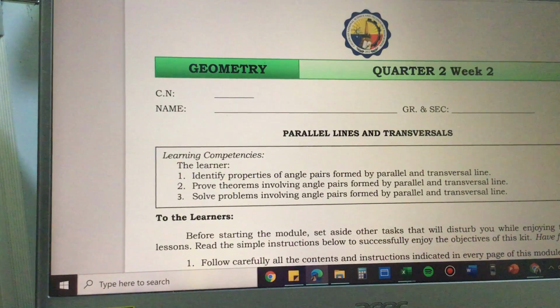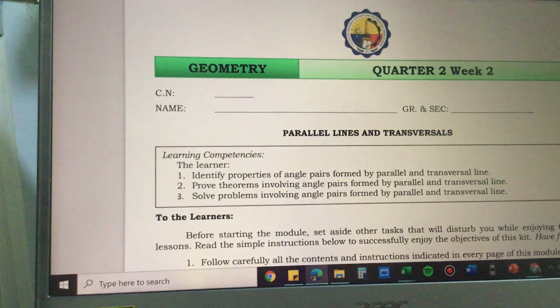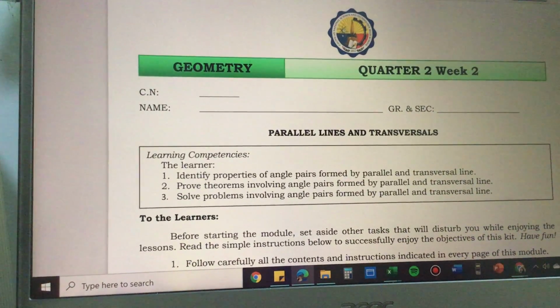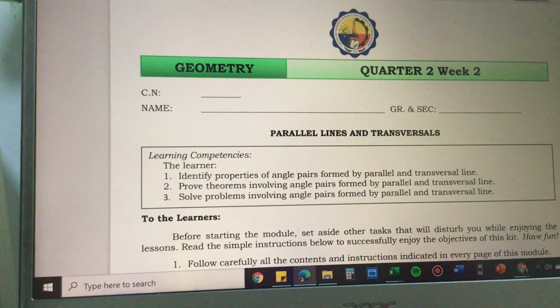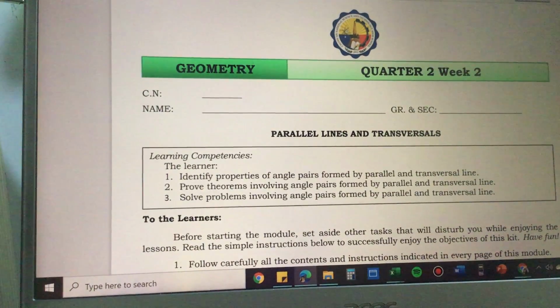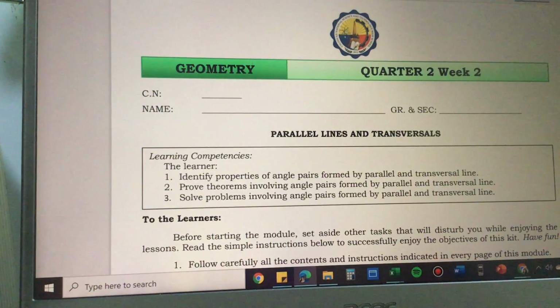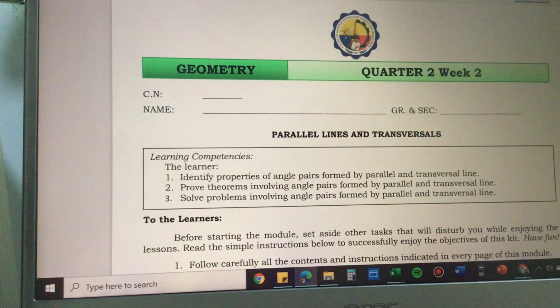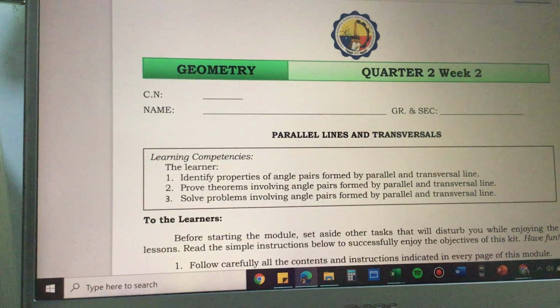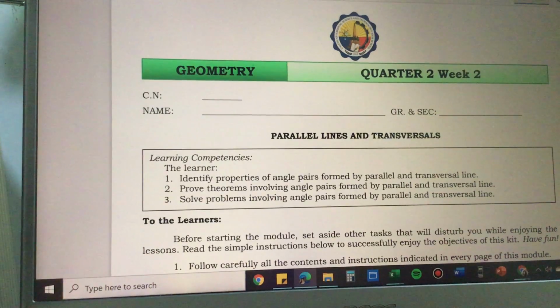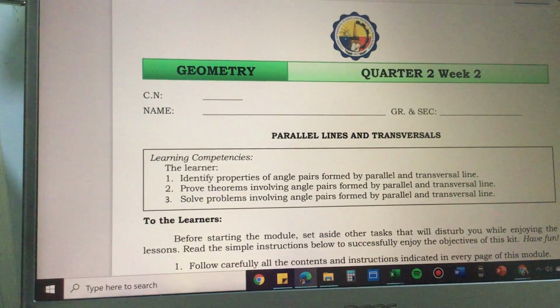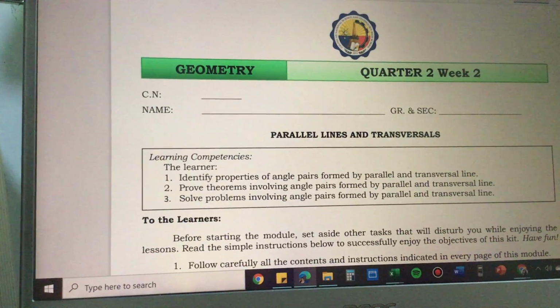Una, alamin natin ano yung mga properties ng angle pairs na na-form kapag may ganun tayong situation or condition. Pangalawa, we have to prove theorems involving these angle pairs formed by parallel and transversal line. And the third one, solve problems involving angle pairs formed by parallel and transversal line. But for this video, I will just be limiting this with identifying properties of angle pairs. Kasi magagamit natin yun for proving, yung guided tayo ng two-column proof, and then in solving problems. So let's proceed to the first lesson.